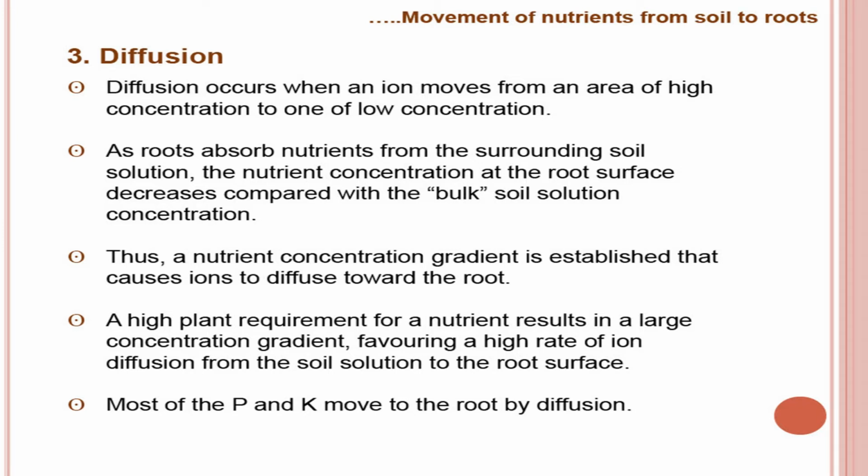A high plant requirement for a nutrient results in a large concentration gradient favoring a high rate of ion diffusion from the soil solution to the root surface. Most of the phosphorus and potassium move to the root by diffusion. So, these examples you must remember, that phosphorus and potassium move to the plant roots by means of diffusion.